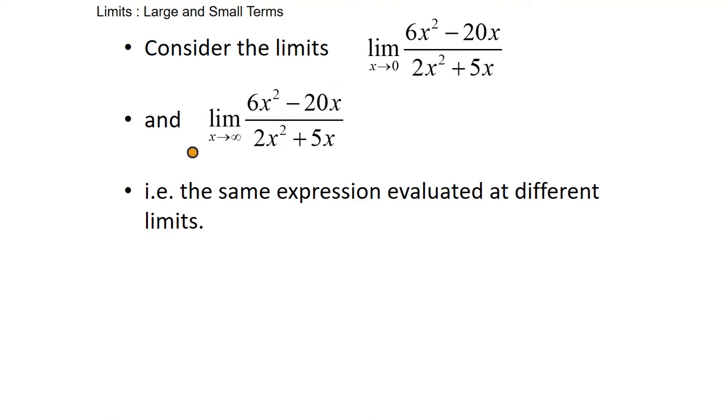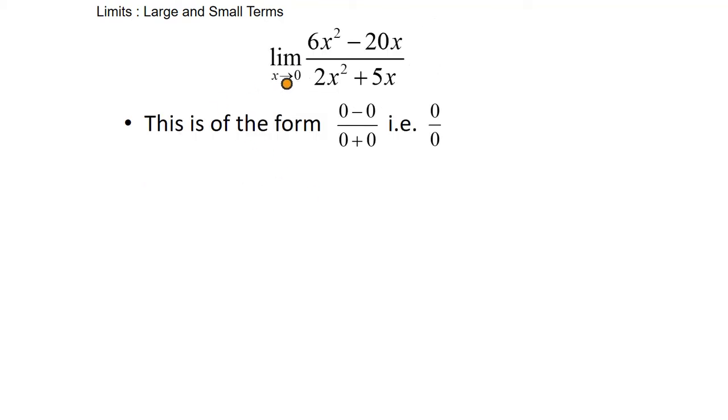Limit as we're going to 0 and infinity of the same expression, 6x squared minus 20x over 2x squared plus 5x. Let's evaluate that at 0 and at infinity. So firstly, at 0. When we look here, if we just were to set x equal to 0, we'd have something of the form 0 over 0. More specifically, 0 minus 0 over 0 plus 0, but it's not something that we can work with.